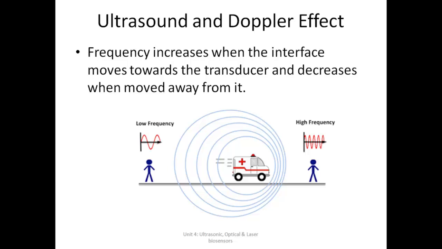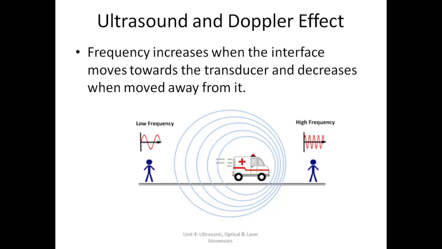So that means if the source of sound is coming closer to you, the frequency of that sound increases, and if it is going away from you, the frequency goes on decreasing. So frequency increases when the interface moves towards the transducer and decreases when it moves away.